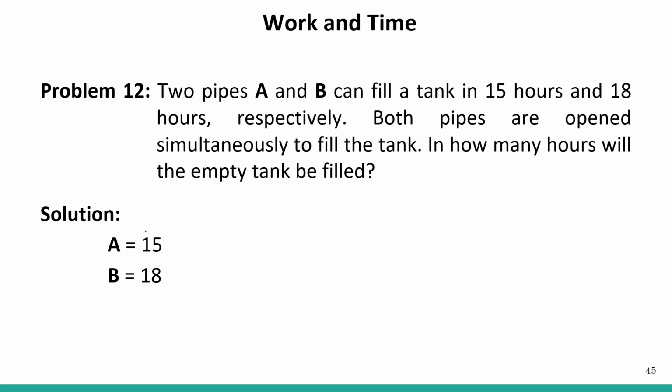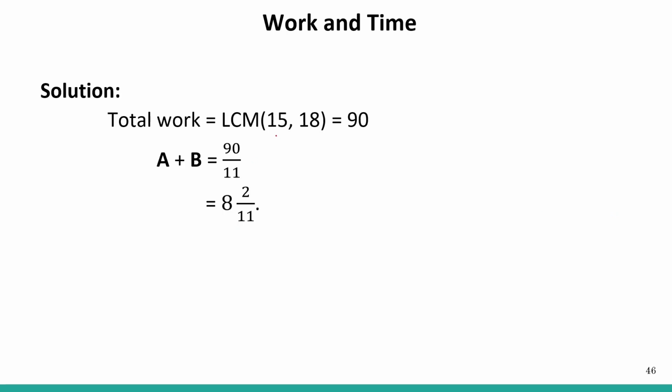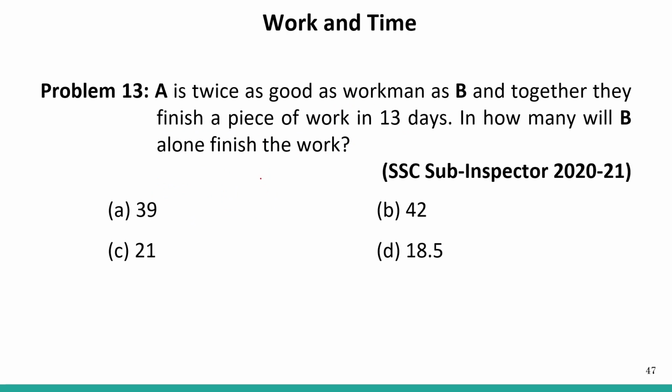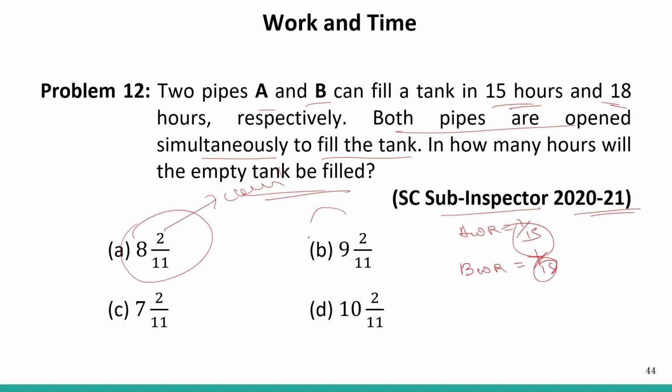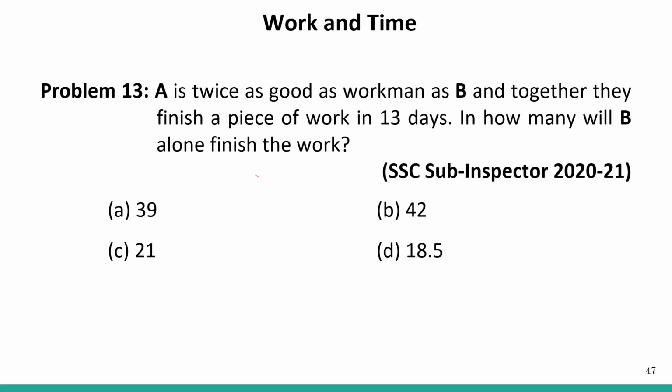So let's see. A takes 15 hours, B takes 18 hours, right? So LCM of 15, 18 is equal to what? 90. So A plus B is equal to 90 by 11, that is 8 whole and 2 by 11. So this is the correct answer. These are all wrong answers, right? So let's see problem number 13.